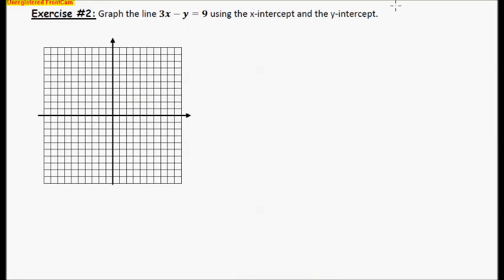All right, here is exercise 2, and they're asking us to do the same thing, but we have a different equation here. We have an equation that is not in the form of y equals mx plus b, so let's go ahead and put it in the form y equals mx plus b. So I'm going to start with this, and I'm going to take away 3x on both sides.